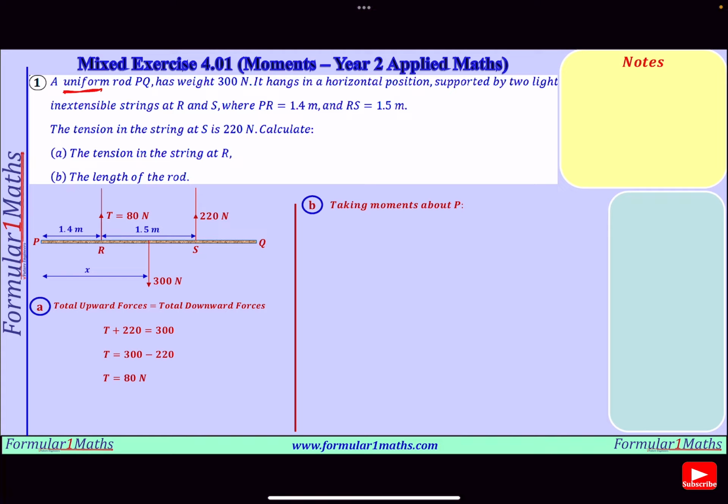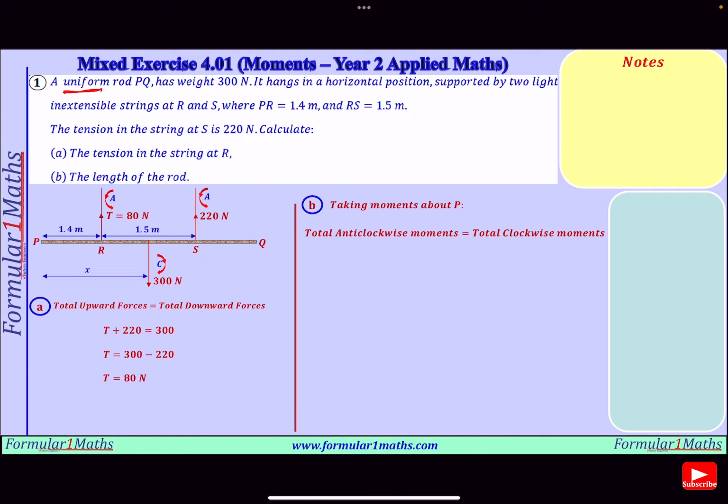But let's see the nature of the moments that will be produced by the various forces. The 80 Newton force will produce an anti-clockwise moment about P here. So will the 220 Newton force. The other force, 300 newtons, will produce a clockwise moment about P. To avoid using negative moment and positive moments, we are going to say the total anti-clockwise moment will be equal to the total clockwise moment.